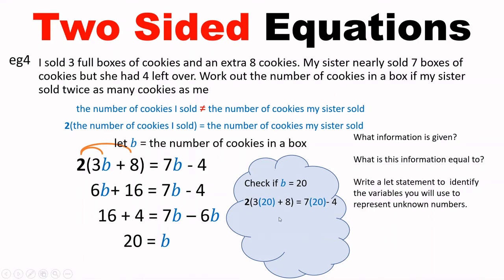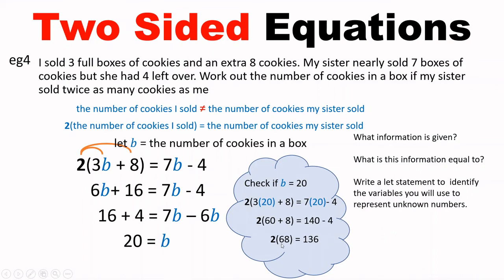Using BEDMAS order of operations, first thing we do is what's inside the bracket. I see 3 times 20 plus 8. We'll do the multiplication first, so that's 60. Plus the 8 is 68. On the other side, I had 7 times 20 was 140, and then minus the 4, that's 136.